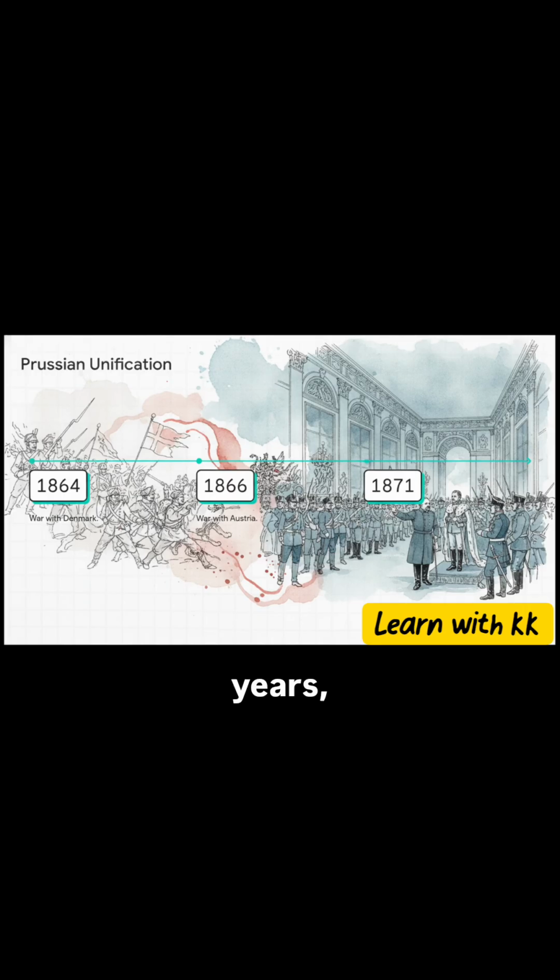Over just 7 short years, Bismarck engineered 3 highly calculated wars against Denmark, Austria, and France. And with every single victory, Prussian power expanded. This whole aggressive campaign culminated on a freezing January morning in 1871 in the unheated Hall of Mirrors at the Palace of Versailles, where the Prussian king, William I, was proclaimed the new German emperor. Germany was unified, for sure, but it was forged entirely through military might.